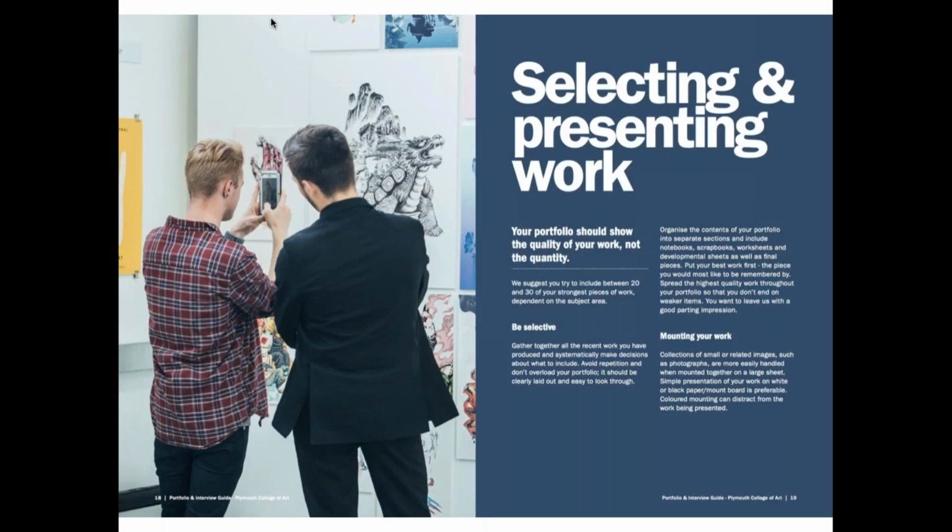Mounting your work, I get that question a lot as well. There's loads and loads of different ways to mount your work. You can buy some spray mount and you can spray mount some images onto A2 white backing board. That's a really simple way to do it. Some people get their work professionally mounted. Also, if you're a photography student, you can just print your photographs on really nice quality photo paper.